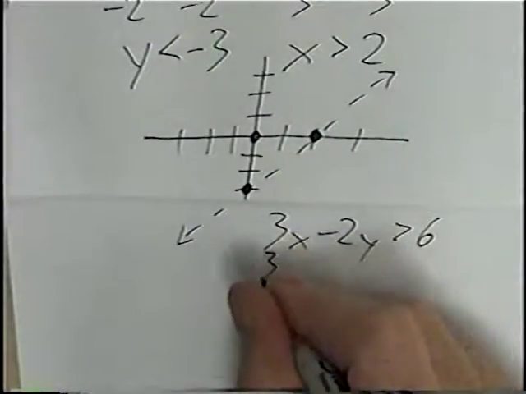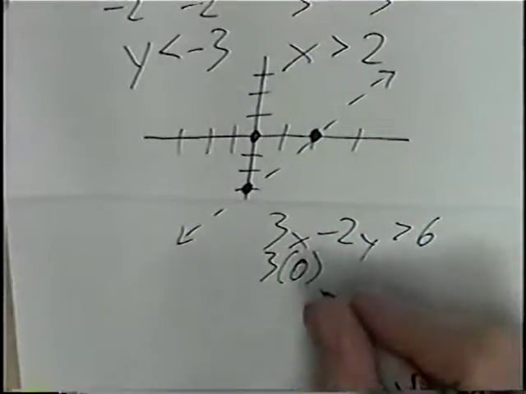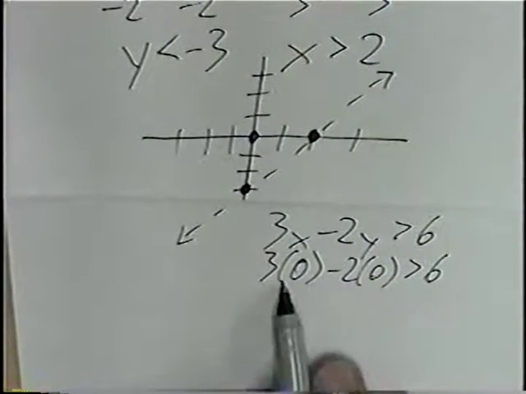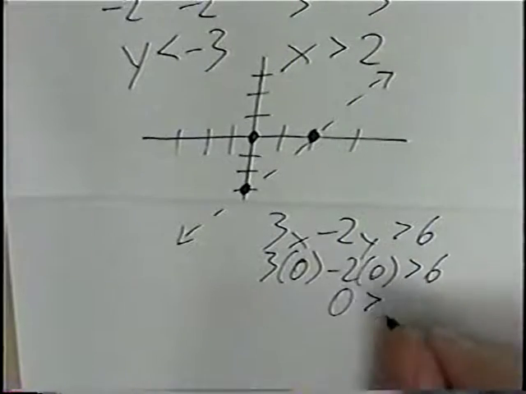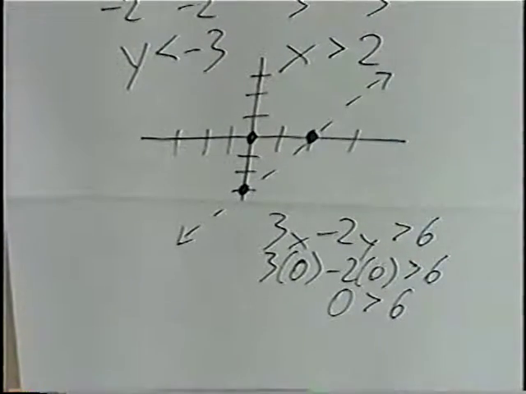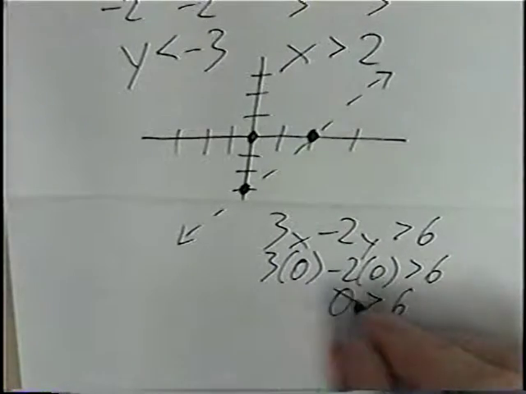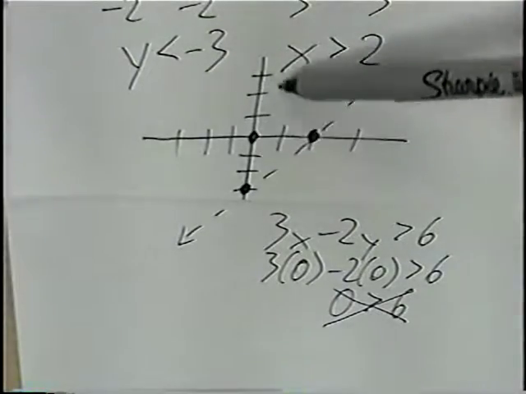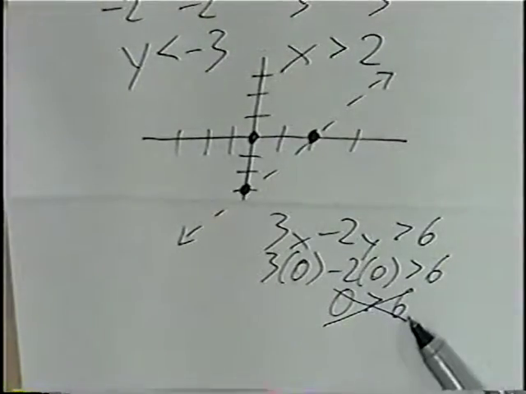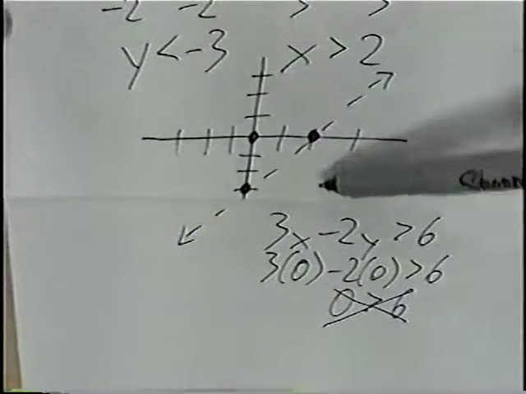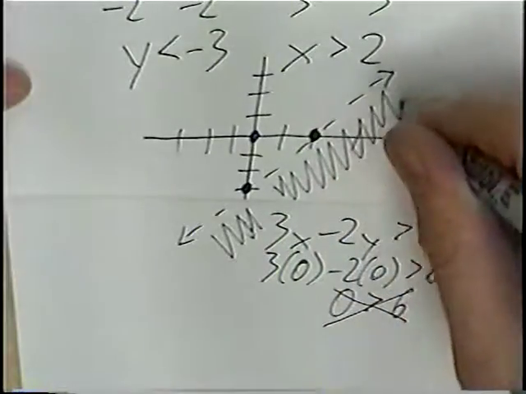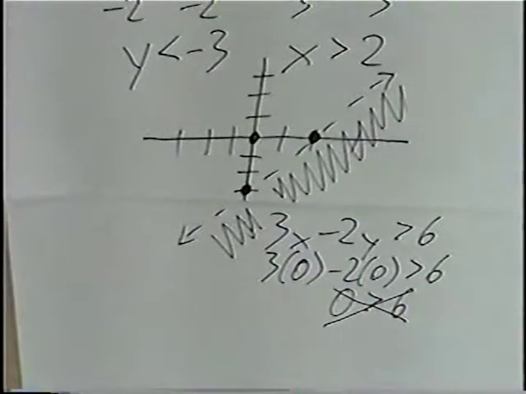Plugging a 0 in for x and y, we'll have 3 times 0 minus 2 times 0 is greater than 6. 0 minus 0 would be 0, and 0 is greater than 6. This is a false statement, since 0 is not greater than 6. Again, if the statement is true, we'd shade the side that has 0, 0. If it's false, like the statement we have, we'll go to the opposite side of the line and shade everything underneath the graph for this inequality. And that would be the graph for this section.